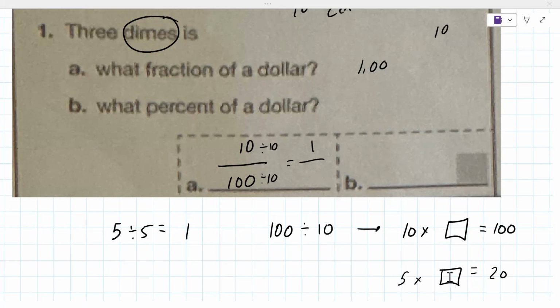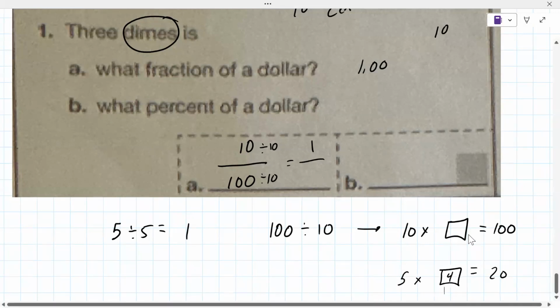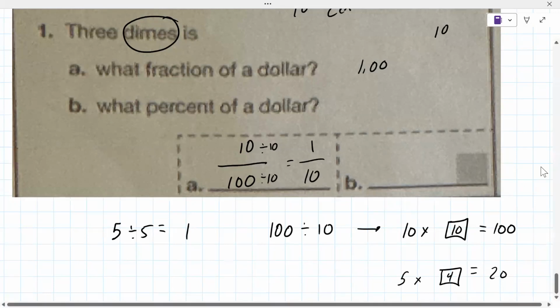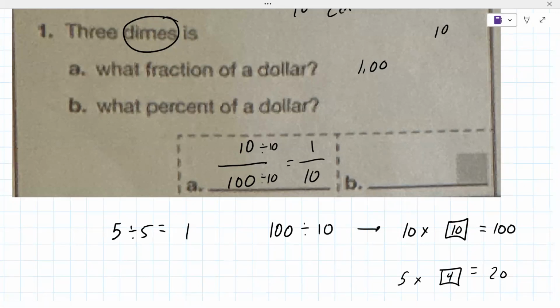So 5 times 4 gets you to 20. Should I just write down what you're writing? Sure, that's fine. Yeah. I got it. Okay.